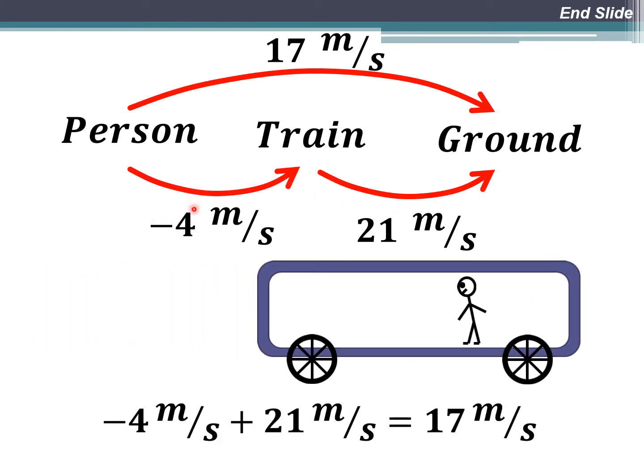Now, since the person's moving in the opposite direction, you see that when you add these two together, you get negative 4 plus 21, which gives me a total of 17 meters per second for the person moving relative to the ground. So switching the direction of motion for the person switches the sign so that you have to add the vector with its sign included.